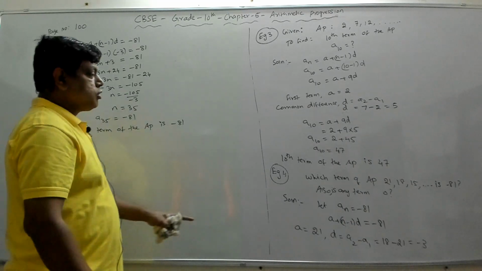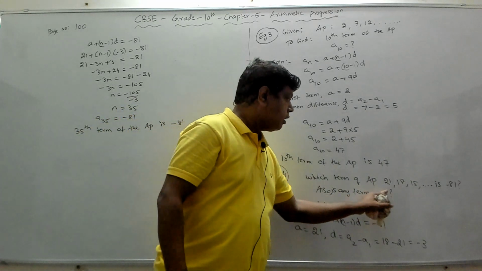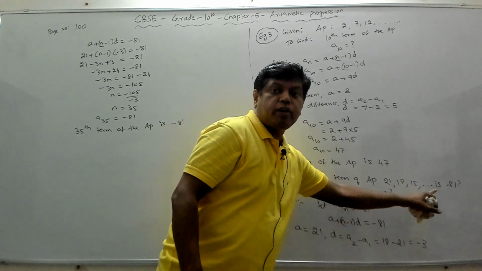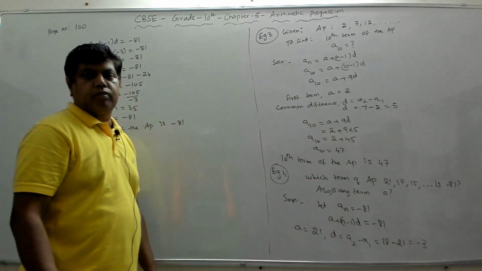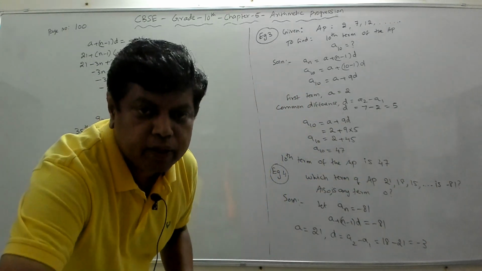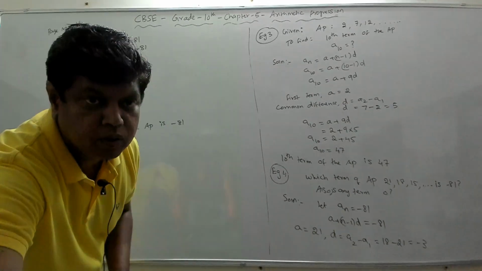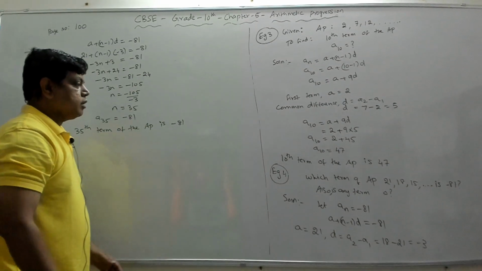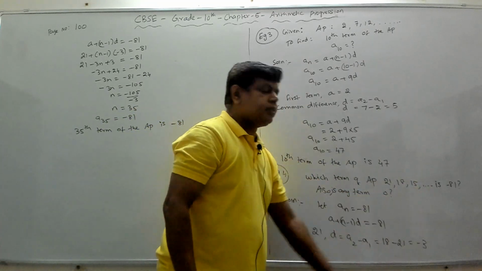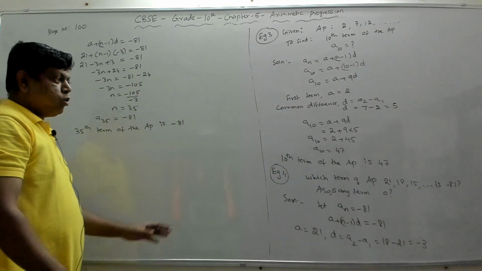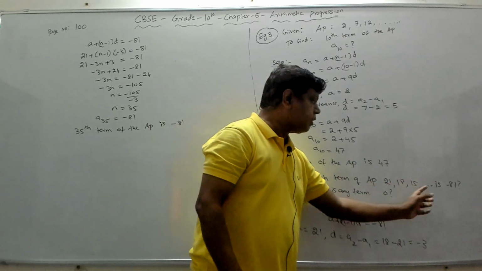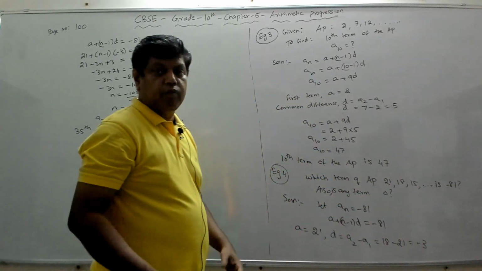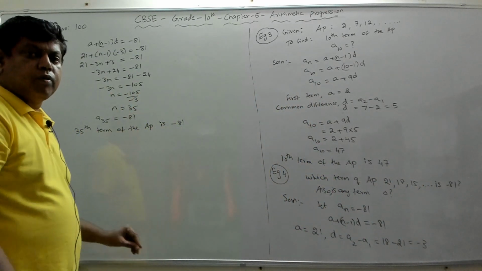Now, is there any term 0? We have to check whether 0 will be coming. If we keep writing this, will 0 come somewhere or not? We don't know whether 0 will come or not, so we need to check whether 0 is the term of this AP.